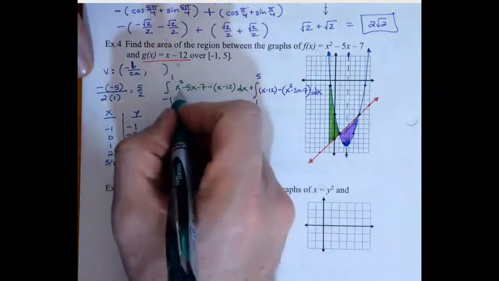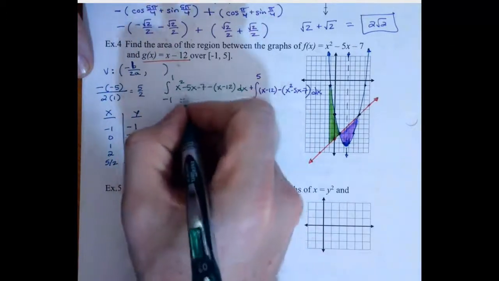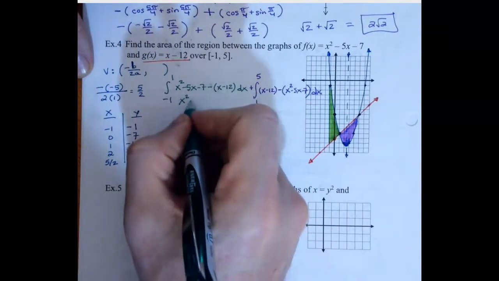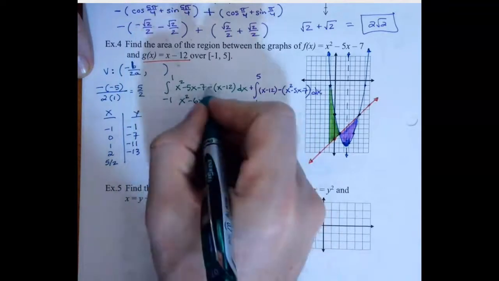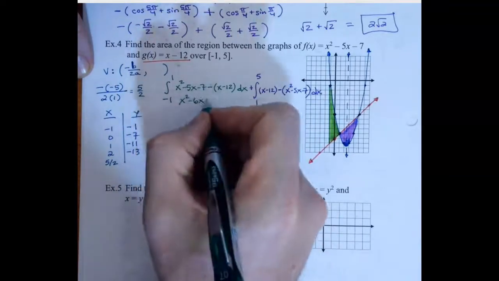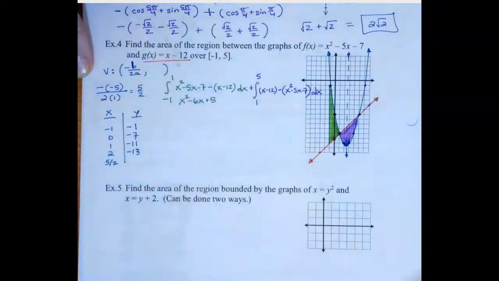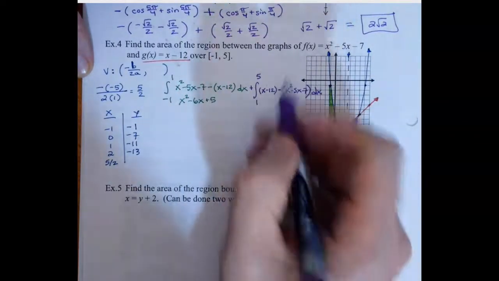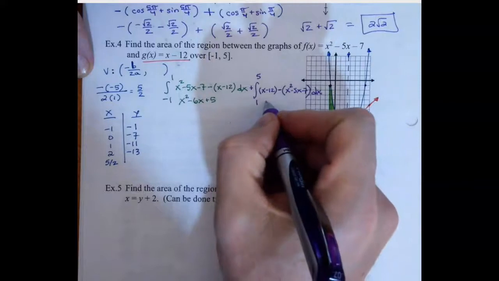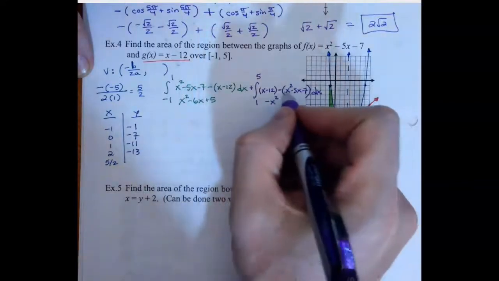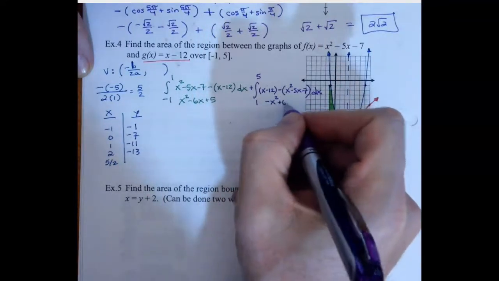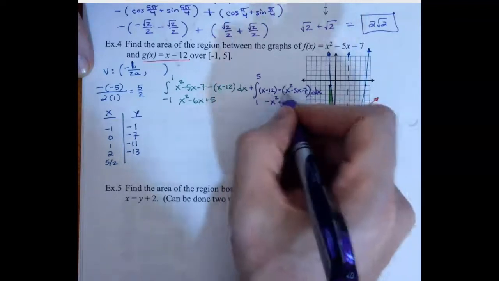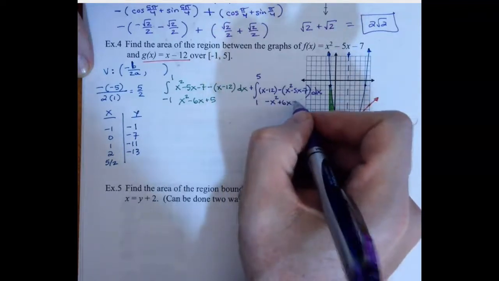So if we simplify a little bit here, we have x squared, and then we have minus 6x. This is plus 12, so that's going to be plus 5. And might as well do a little bit of work over here also. So this is going to be negative x squared. That's plus 6x. And this is negative 12 plus 7, so that's going to be negative 5.